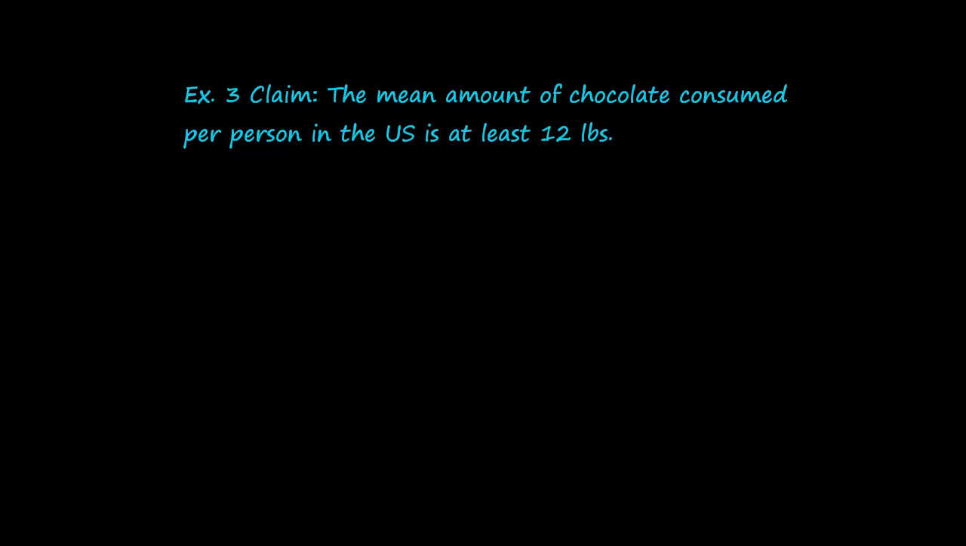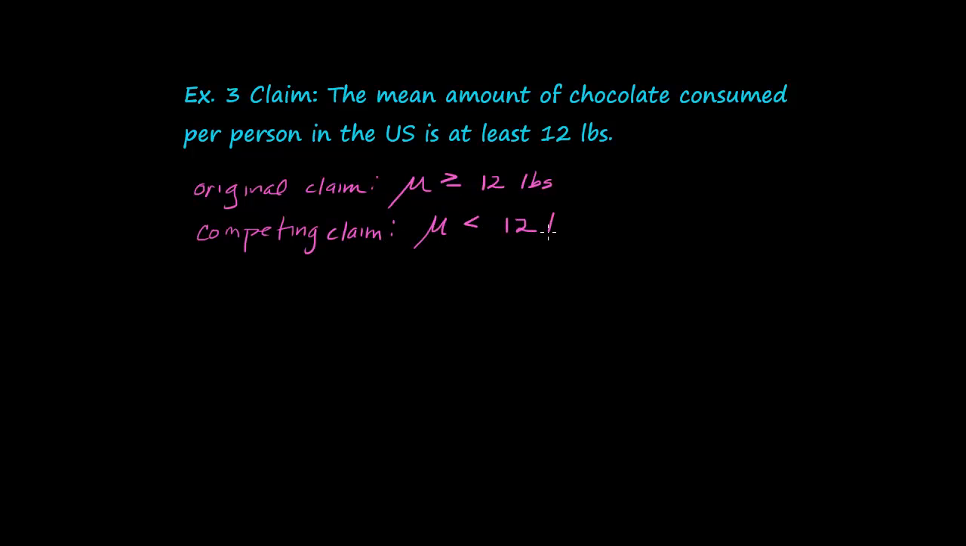Our claim is that the mean amount of chocolate consumed per person in the United States is at least 12 pounds. So the original claim, the mean is at least 12. That means it's greater than or equal to 12 pounds. At least. The least it could be is 12. Okay, the competing claim covers every other possibility, and the only thing left is less than 12 pounds.